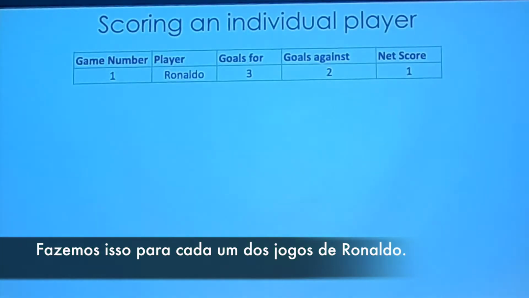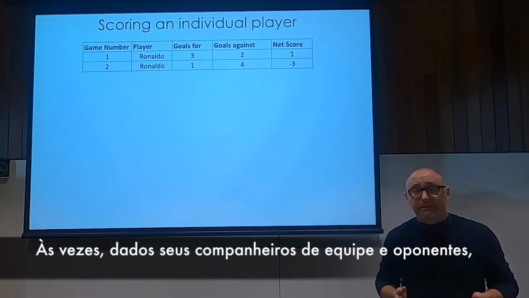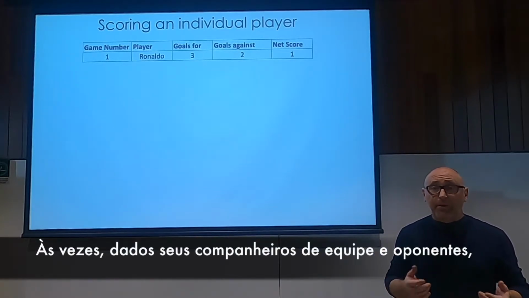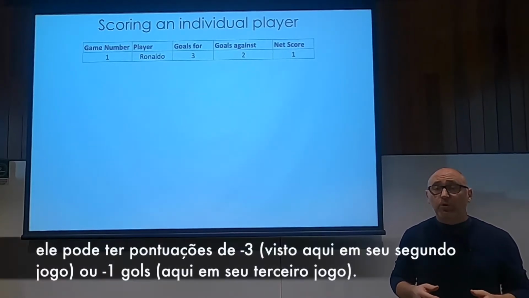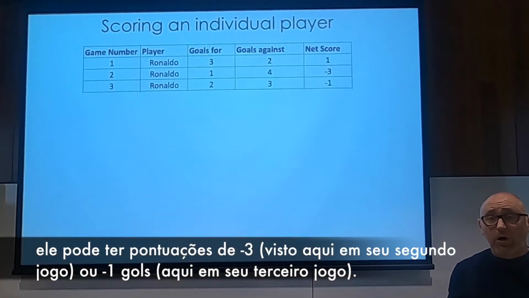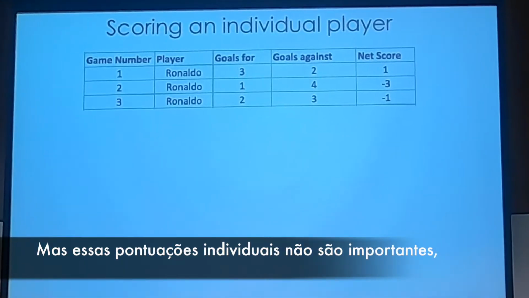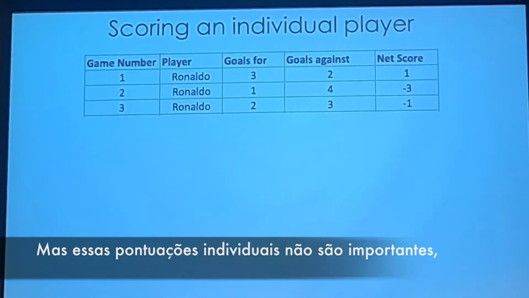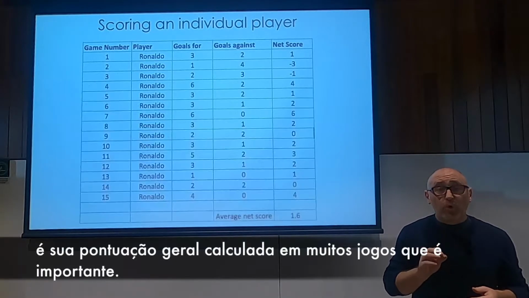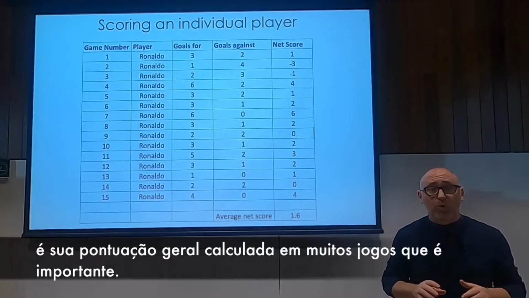We do this for every one of Ronaldo's games. Here are the data from his first game that I just showed. Sometimes, given his teammates and opponents, he may have scores of -3, seen here in the second game, or -1 goals, here in his third game. But these individual scores are not important. It is his overall score, averaged across many games, that is important.